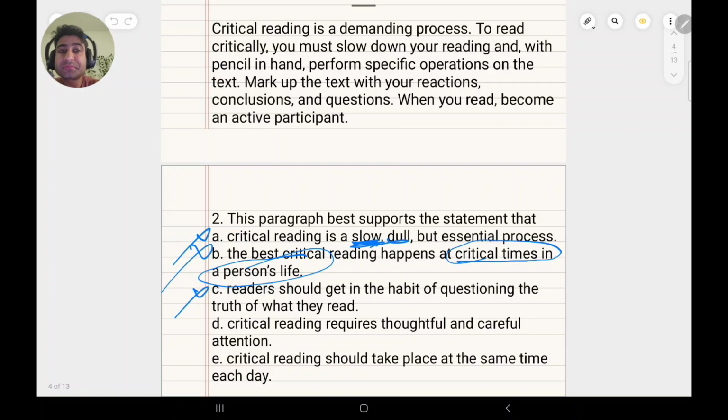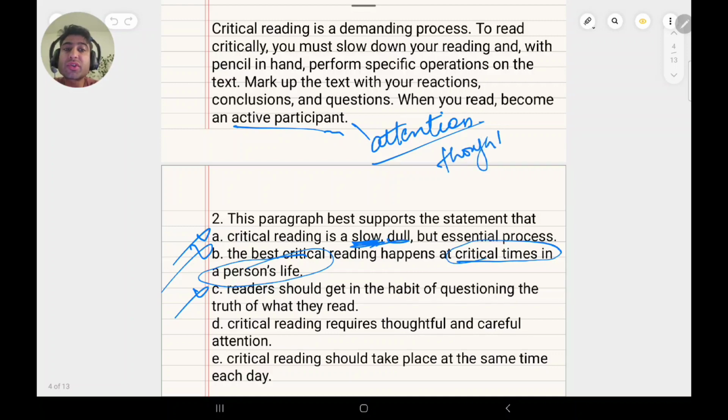This could be why, if you speak about an active participant, that means there should be attention and there should be thoughtfulness. For example, you are giving your thoughts. I'm sorry for the writing. So you're giving your thoughts onto it, right? They're telling about marking the text with reactions. Reactions are your thoughts, right? And questions. That means you're giving your thoughts, and the attention means you're an active participant.